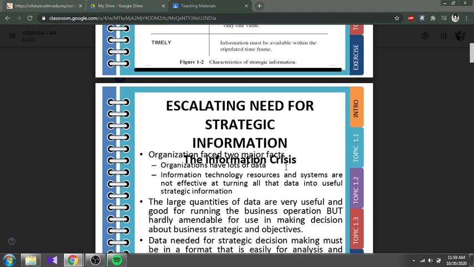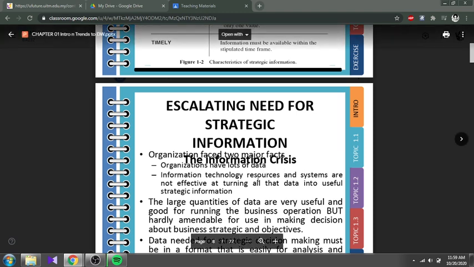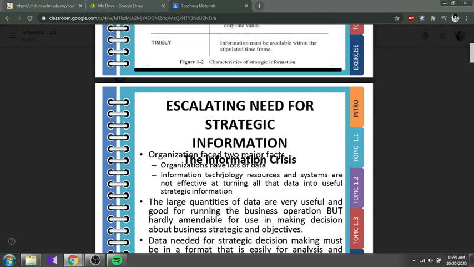There are two major factors here. In the information crisis, organizations have a lot of data. As I said earlier, what they need to deal with is big data here. And then information technology resources and systems are not effective at turning all the data into useful strategic information. Like I said, it is what the organization does with the data that matters. So if they have all the data but cannot turn this data into something meaningful, it's not going anywhere.